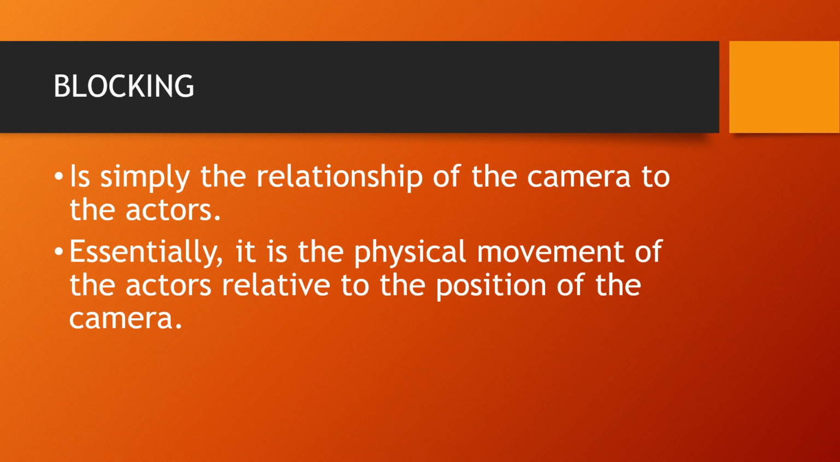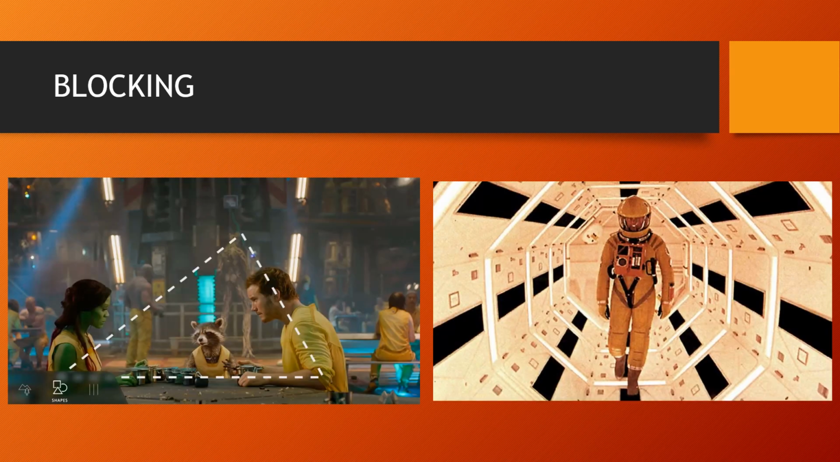Another convention of film is blocking. Blocking is simply the relationship of the camera to the actors. Essentially, it is the physical movement of the actors relative to the position of the camera. Filmmakers take into consideration space, shapes, and lines in blocking a scene.